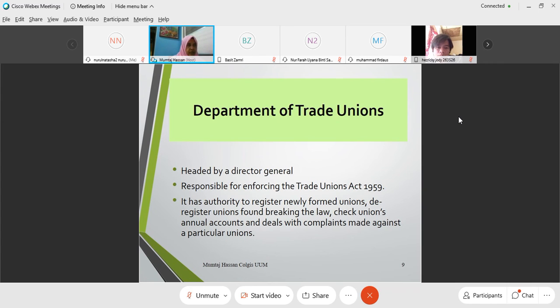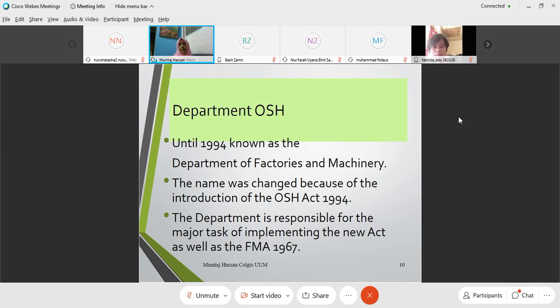Okay, and DOSH. Okay, so Department of OSH is DOSH. Until 1994, this department DOSH was known as the Department of Factory and Machinery, Jabatan Kilang dan Jentera. The name has now changed to DOSH since 1994, and it is still responsible for implementing OSHA and also the Factory and Machinery Act. So DOSH will enforce OSHA and the Factory and Machinery Act.